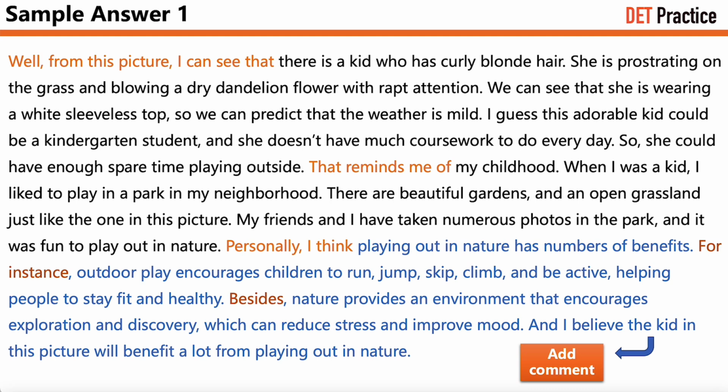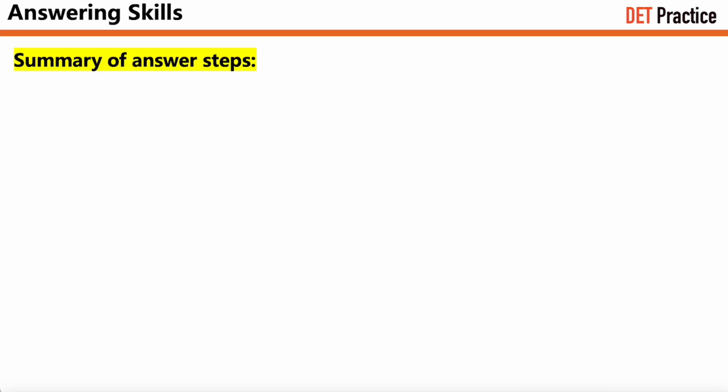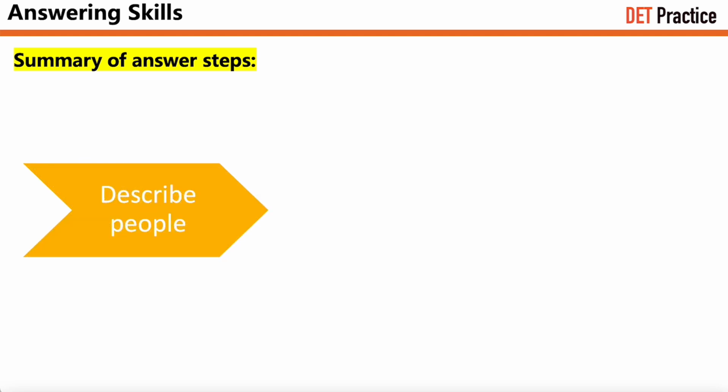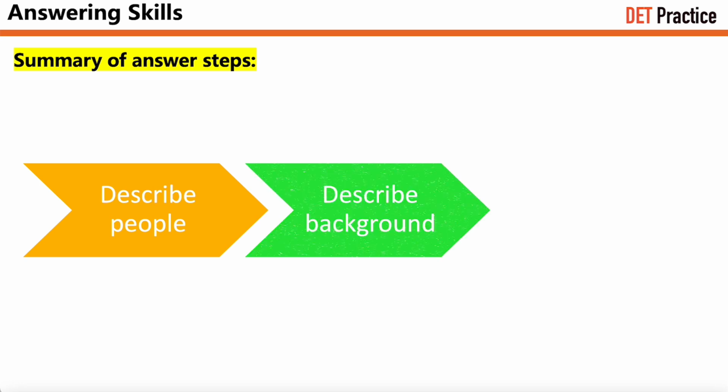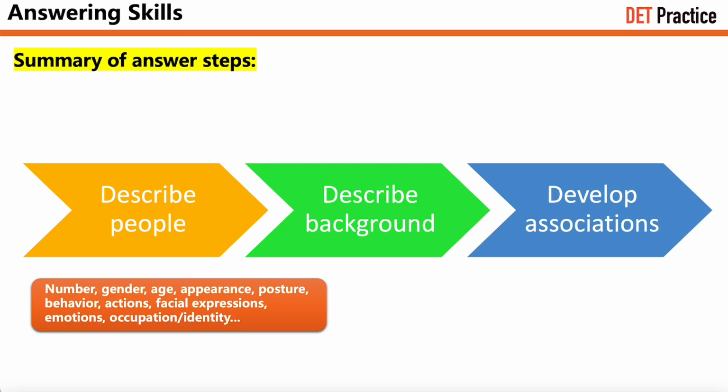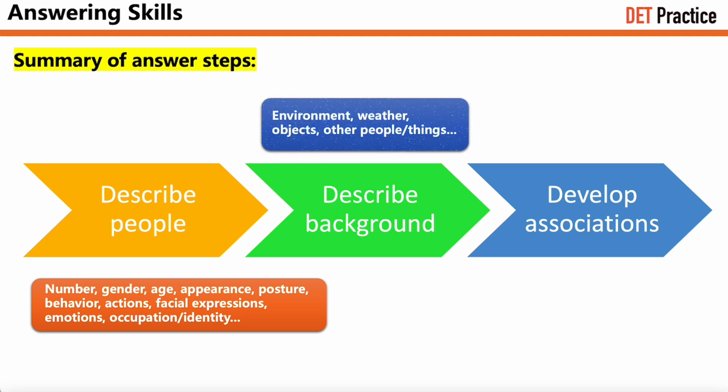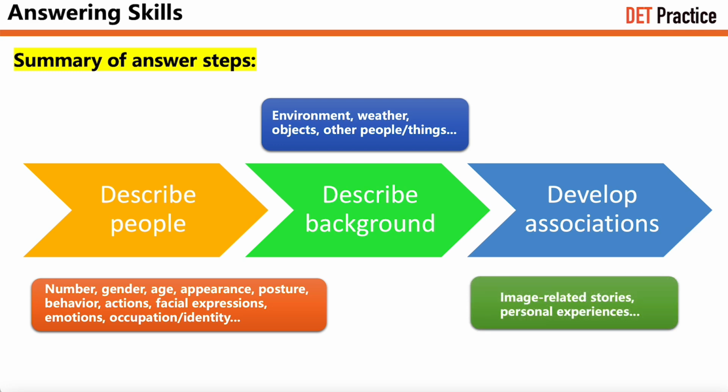Let's summarize and recap the answering steps for people category questions in speak about the photo. In the first step, describe the people in the image, such as the number of people, gender, age, appearance, posture, actions, facial expressions, occupation, identity, etc. Next, we can describe the background in the image, such as the environment, background objects, weather, other people and things in the background, etc. Finally, we can expand on associations, such as background stories related to the image, personal experiences, etc. In this way, we complete the answer to this question.